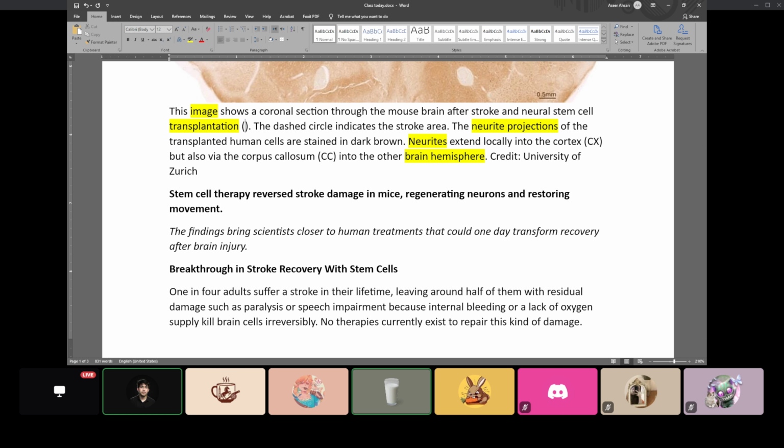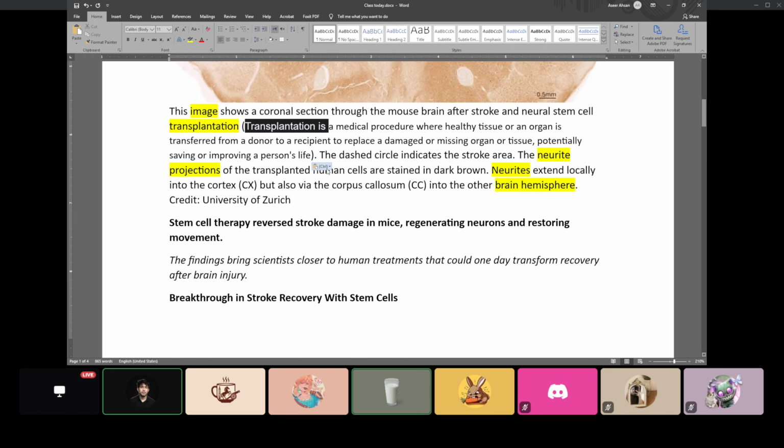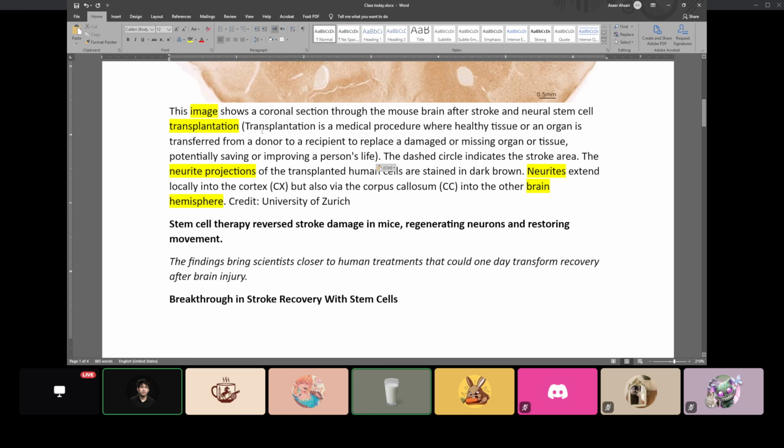Let me paste the Oxford Dictionary meaning over here, just for clarity. Transplantation is a medical procedure where healthy tissues or an organ is transferred from a donor to a recipient to replace a damaged or missing organ or tissue, potentially saving or improving a person's life. When some people die, they take those bodies and then they transplant those organs to someone who needs it. And I think it's only from the people that are brain dead, whose body is intact but the brain is not working anymore. In other words, that is dead.